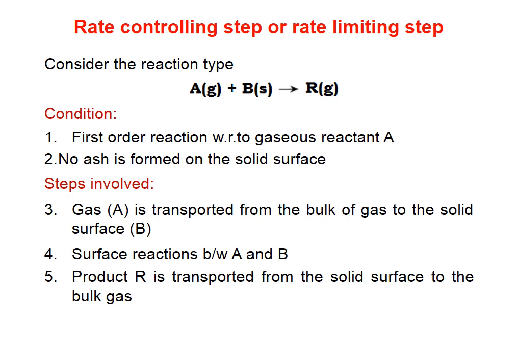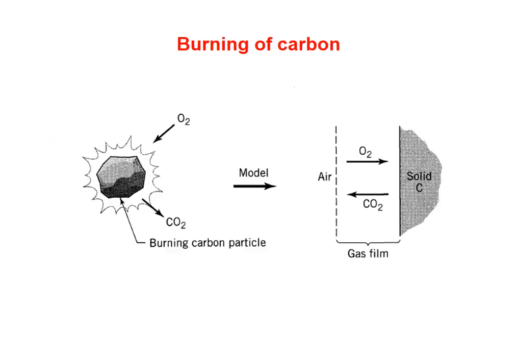So the rate controlling and rate limiting steps that we can understand is that we have to make 5 assumptions for a chemical reaction. For example, let us take a gas and a solid. Gas as the reactant A and a solid as the reactant B, which form a product R in gaseous form. The main assumptions we have to make are a first order reaction with a gaseous reactant A. There should be no ash formed on the solid surface. Gas is transported from the bulk of gas to the solid surface. Surface reaction between A and B. Product R is transported from the solid surface to the bulk gases.